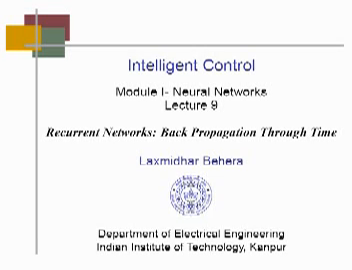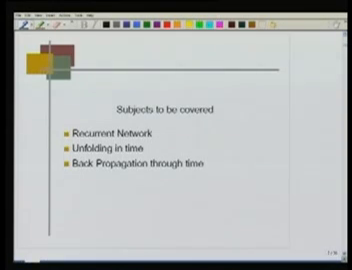In this lecture we will cover what is a recurrent network, and unfolding in time of a recurrent network. What is a recurrent network? Unlike a feed-forward network without feedback connections, a recurrent network has feedback connections. A recurrent network when unfolded in time can look like a feed-forward network, and then back propagation through time is the learning algorithm for recurrent networks.